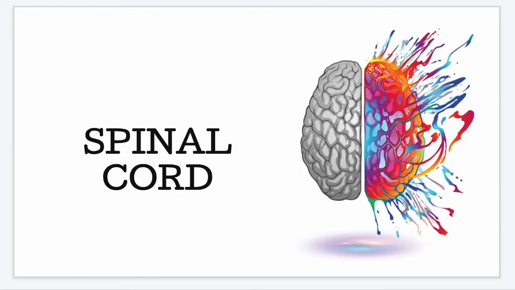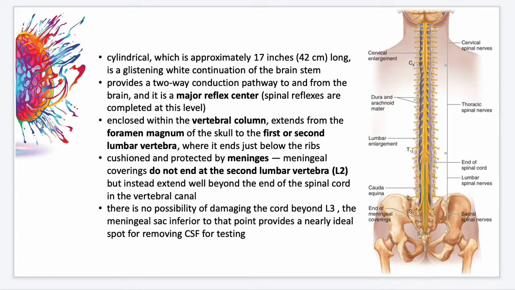So next is your spinal cord. Your spinal cord is approximately 17 inches long. It's a glistening white continuation of the brainstem. The spinal cord provides a two-way conduction pathway to and from the brain, and it is a major reflex center. Enclosed within the vertebral column, the spinal cord extends from the foramen magnum of the skull to the first or second lumbar vertebra, where it ends just below the ribs.